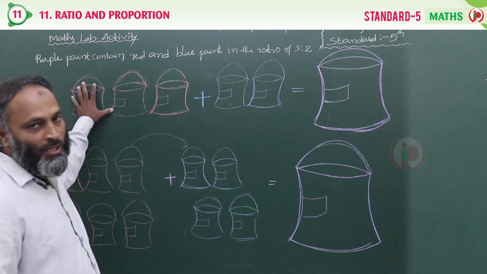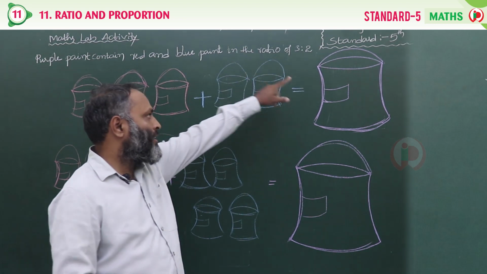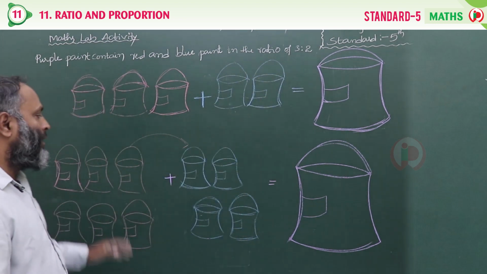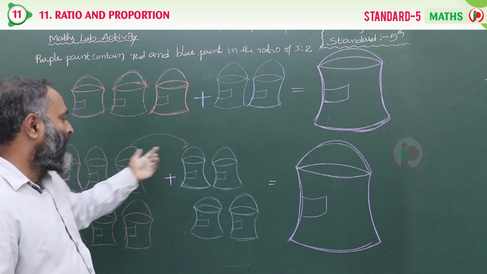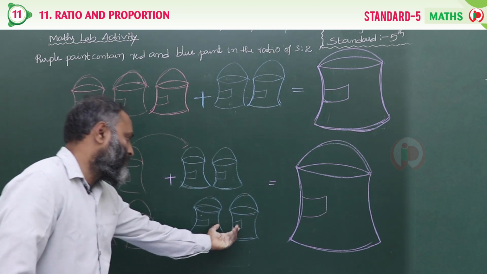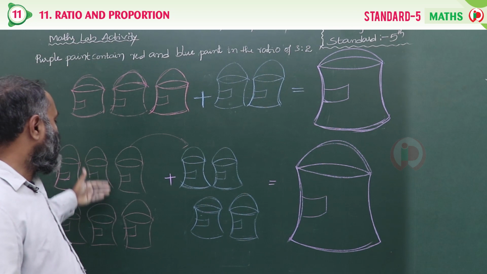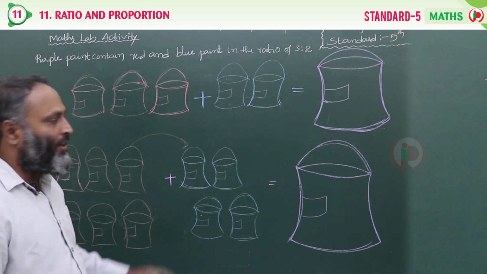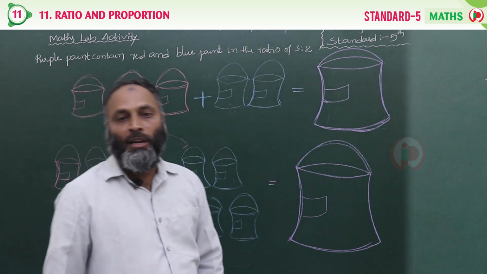If it is in 2:3 ratio, meaning 3:2 ratio, 3 red and 2 blue make one purple color bucket. In the same way, if 4 blue colors were given, how many red colors do we need? For these 2 blue colors we need 3 red, and for these other 2 blue colors again we need 3 red. 3 plus 3, a total of 6 red colors we need for 4 blue colors in the purple color bucket.